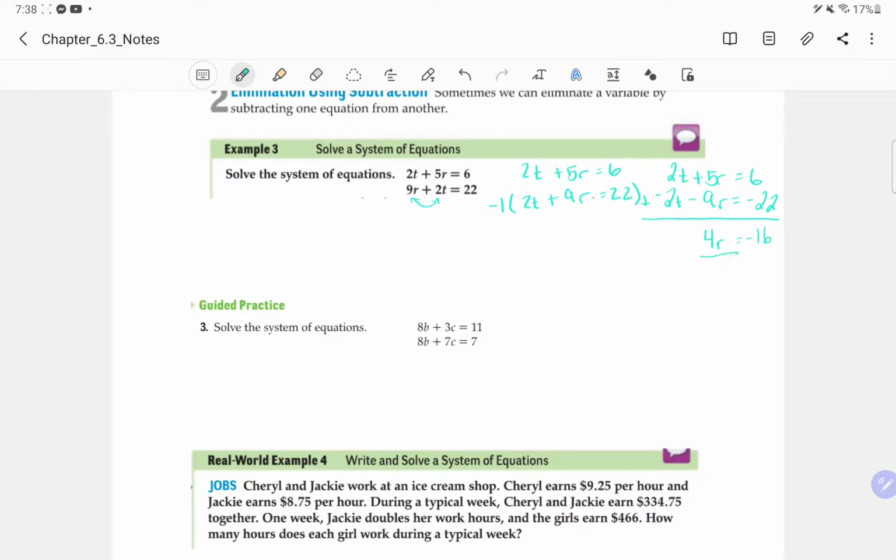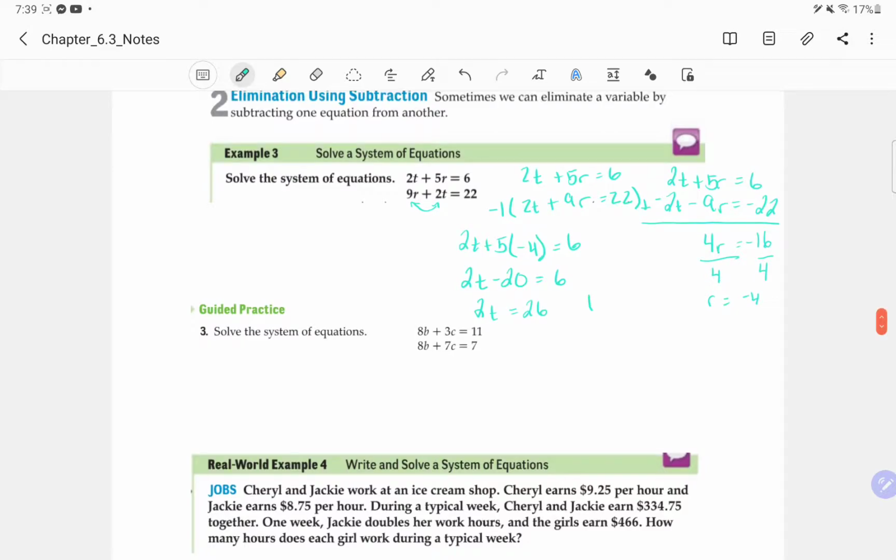Okay. Divide both sides by negative 4, and you'll get that r is equal to 4. Plug it back in to find t. So 2t plus 5 times 4 equals 6. 2t minus 20 equals 6. 2t, and then you add over your 20, is equal to 26. And then you get t is equal to 13.